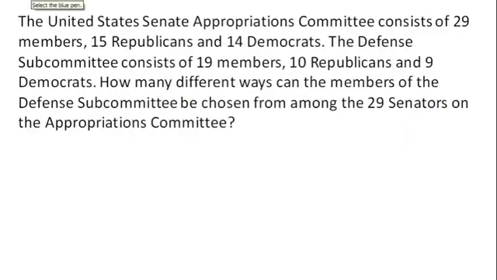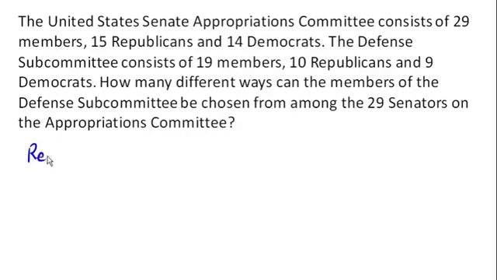So the Senate Appropriations Committee consists of 29 members, and suppose that it was 15 Republicans and 14 Democrats. The Defense Subcommittee, which is a smaller group of that, consists of 19 members, 10 Republicans and 9 Democrats. How many different ways could the members of the Defense Subcommittee be chosen from among the 29 senators on the Appropriations Committee? So you can see that we're going to look separately at the Republicans and the Democrats here.